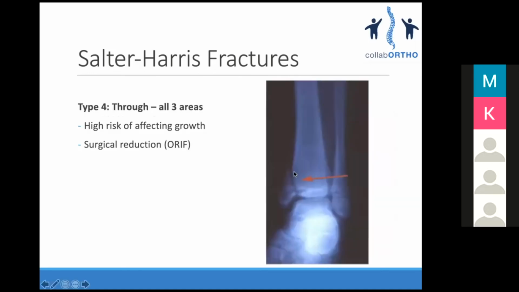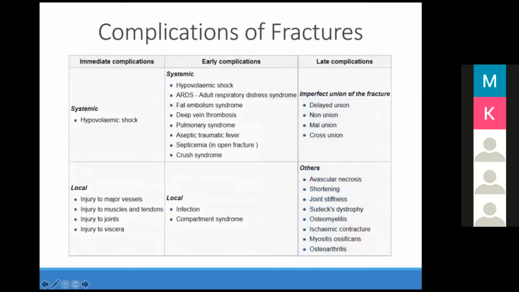And type 4, if you follow my cursor, it's gone through all three parts: proximal bone, growth plate, distal bone. And these most definitely need some sort of fixation. So those are most fractures in a nutshell.